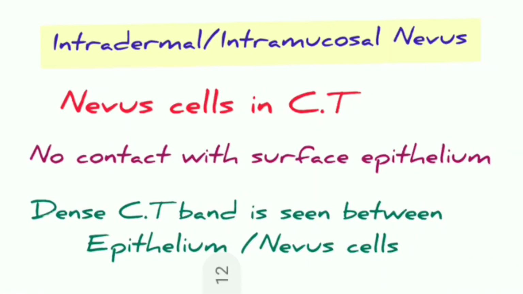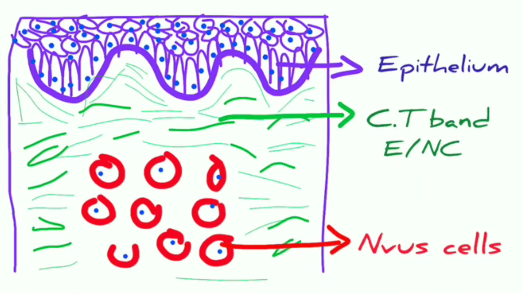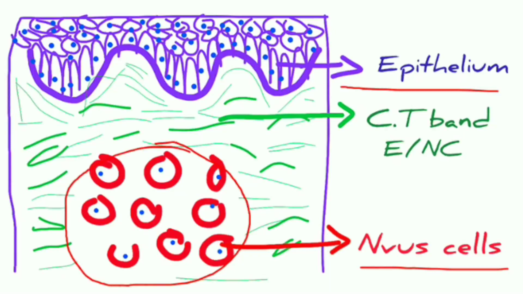As you can see in intradermal or intramucosal nevus, the nevus cells are present in the connective tissue. No contact with the surface epithelium is seen. A dense connective tissue band is seen between the epithelium and the nevus cells. Let us understand with the help of this diagram. You can see this is our epithelium and these are nests of nevus cells present in the connective tissue. Here you can see the nevus cells are not at all communicating with the epithelium. This thick band of connective tissue is seen between the nevus cells and the epithelium, separating the epithelium from the nevus cells.